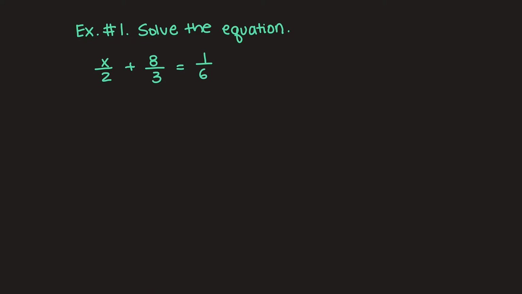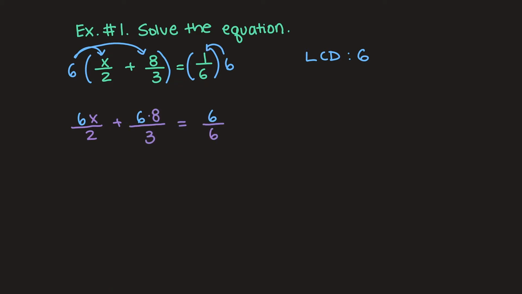So let's try an example. For this, we want to solve the following equation. Let's clear the fractions by multiplying both sides by the LCD of 2, 3, and 6, which is 6. So we multiply both the left side and the right side of the equation by 6 and distribute to each term. And then we can simplify these fractions.